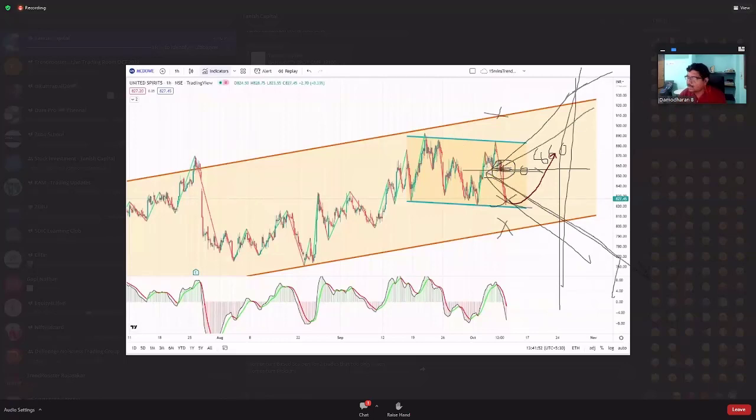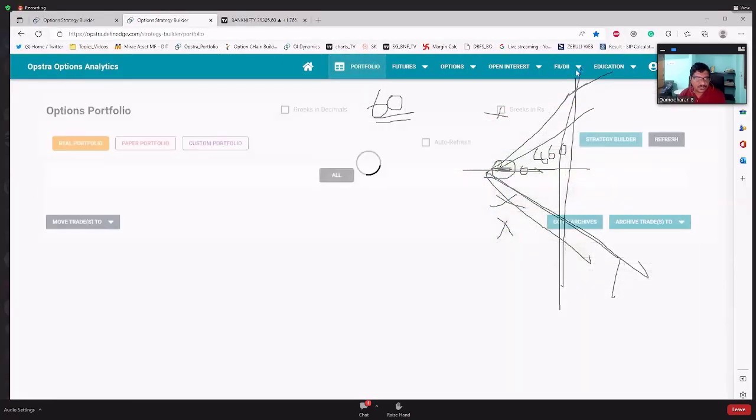So what I generally do is take the 860 at-the-money call and at-the-money put, right? It was trading around 60 rupees. Okay, so I will explain whatever position I'm having. I will try to explain.